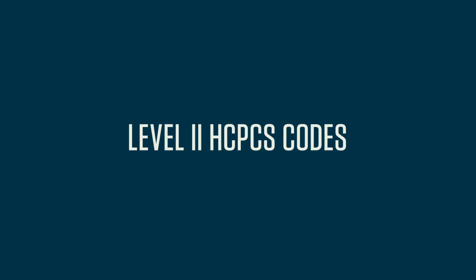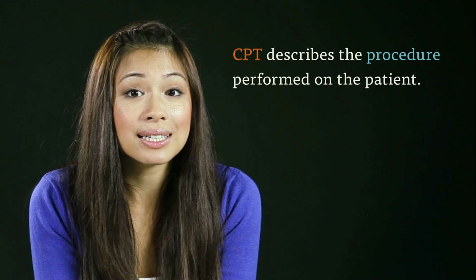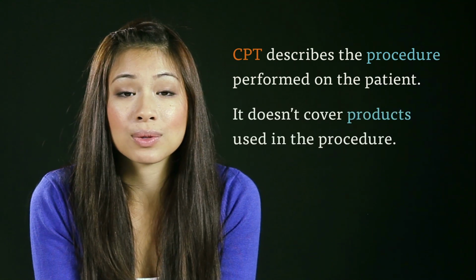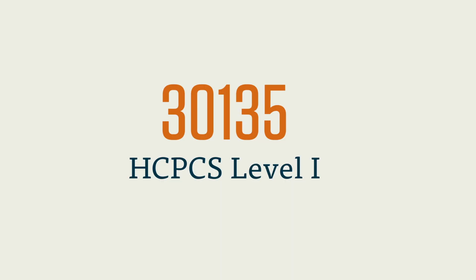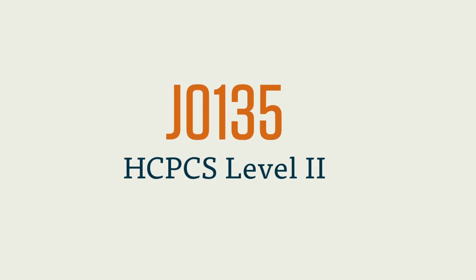Level 2 HCPCS codes. Level 2 HCPCS codes are designed to represent non-physician services like ambulance rides, wheelchairs, walkers, other durable medical equipment, and other medical services that don't fit readily into Level 1. Where CPT describes the procedure performed on the patient, it doesn't have many codes for the product used in the procedure. HCPCS Level 2 takes care of those products and pieces of medical equipment. Level 2 codes are, like Level 1, 5 characters long, but Level 2 codes are alphanumeric with a letter occupying the first character of the code.